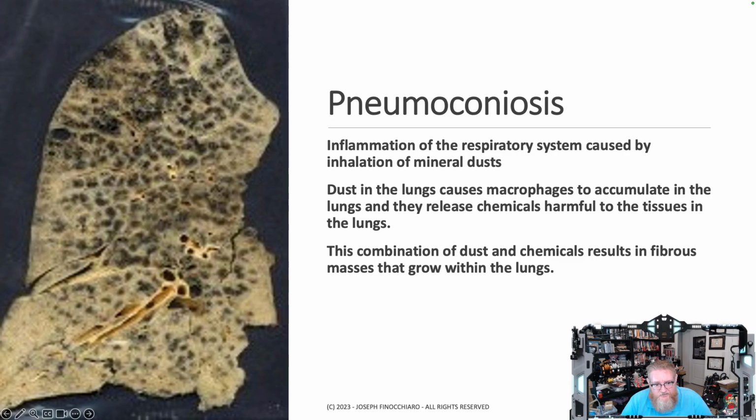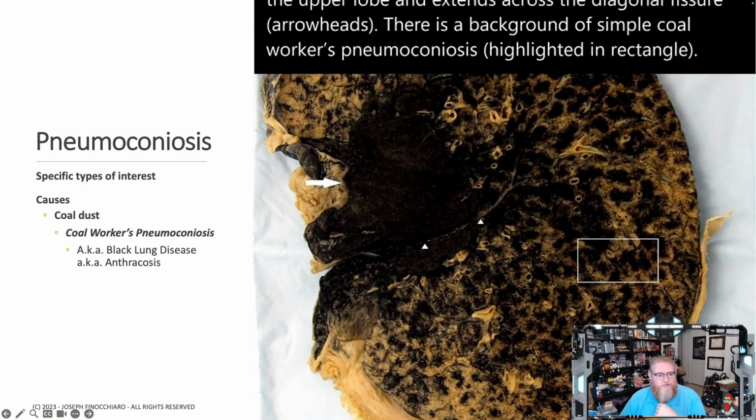Pneumoconiosis, inflammation of the respiratory system caused by inhalation of mineral dusts. Dust in the lungs causes macrophages to accumulate in the lungs, and they release chemicals harmful to the tissues in the lungs. This combination of dust and chemicals results in fibrous masses that grow within the lungs. There are specific types of pneumoconiosis.